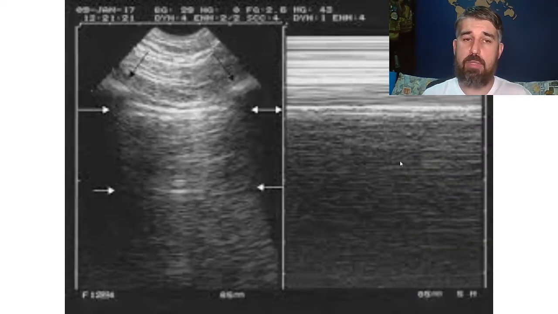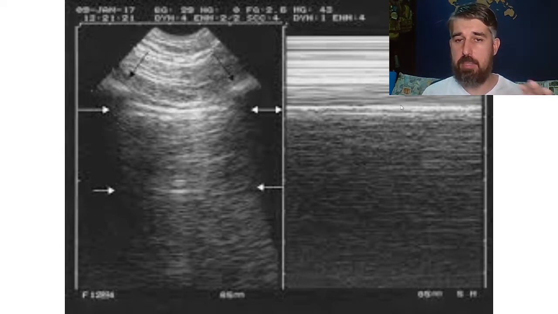And in here we have the two modes, the B and M mode. So here is the image we were talking about, the A lines, subcutaneous tissue, the ribs, and on this image we have pretty much the same thing, but in a more 2D view, a different view. Here we have the subcutaneous tissue, the pleural line, and the parenchyma.